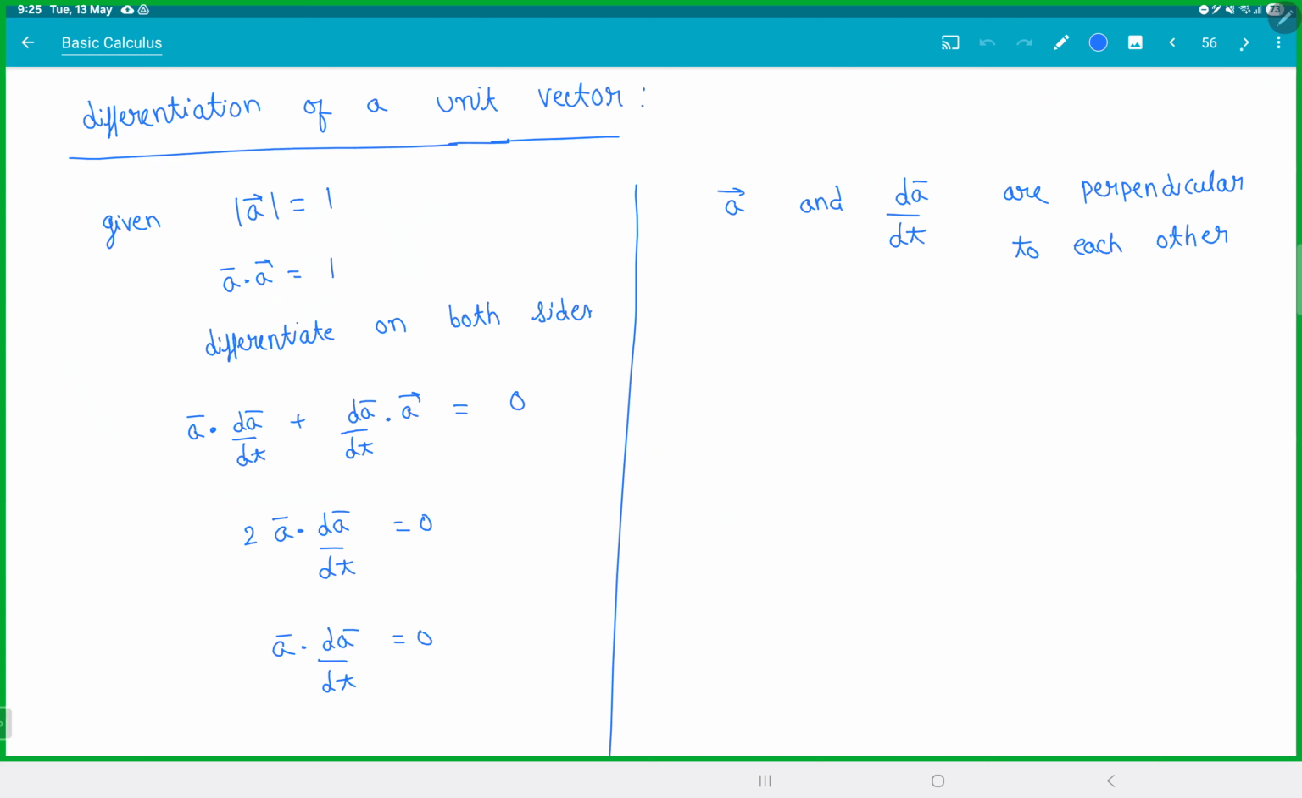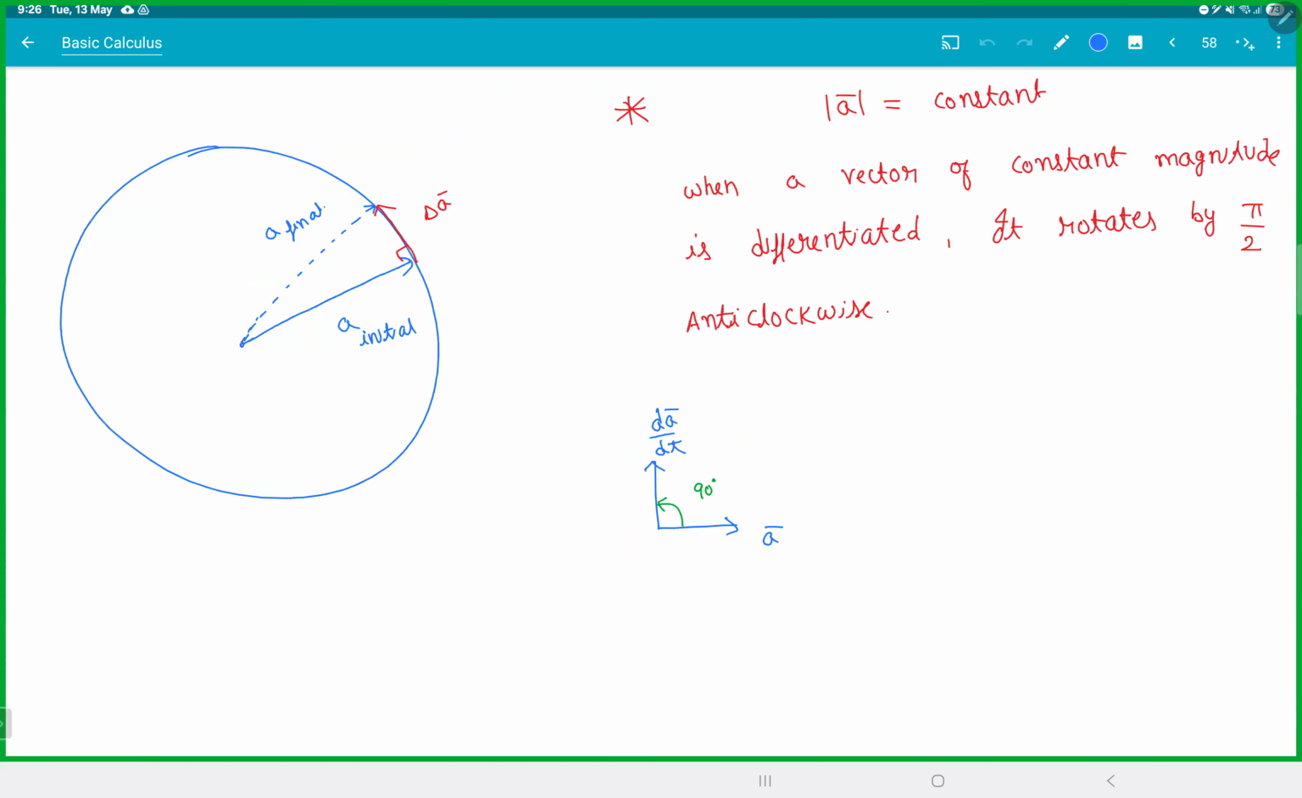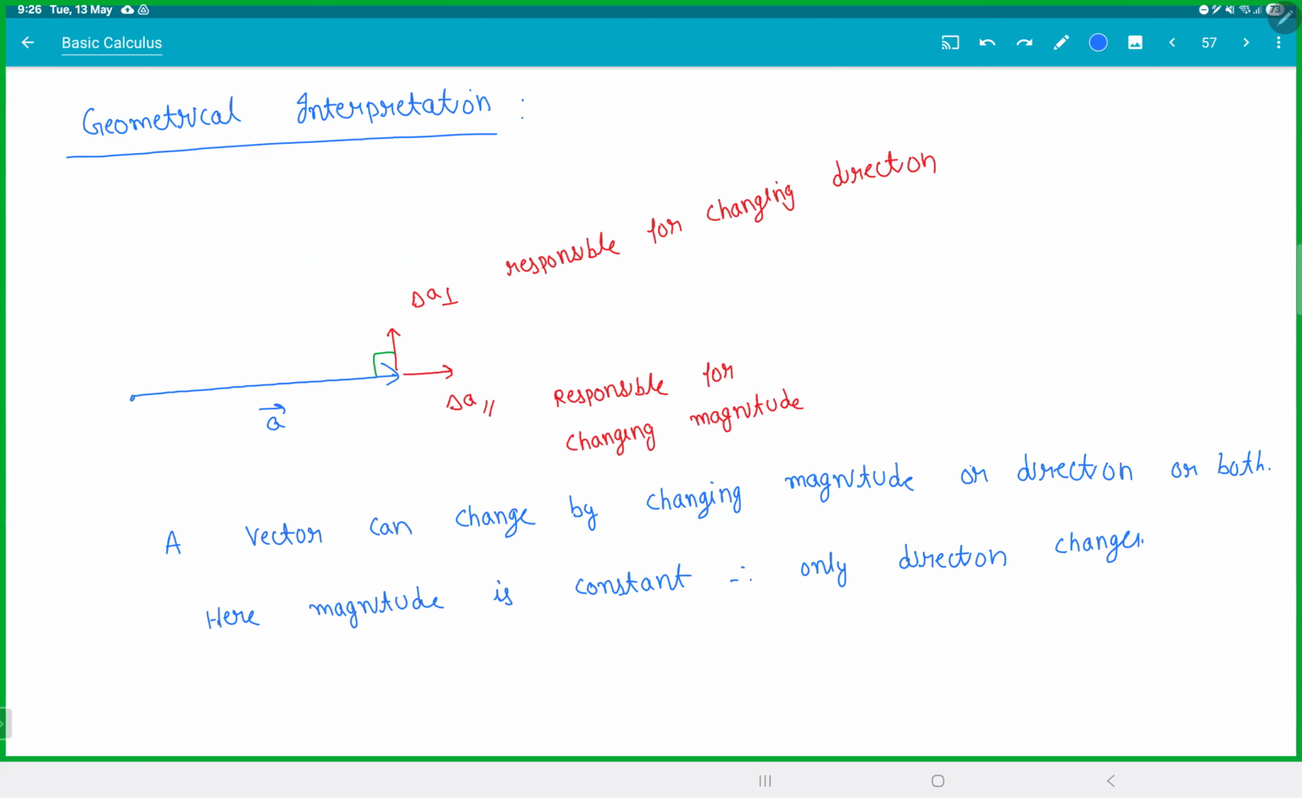From this we can say that the differentiation of a vector with constant magnitude is constant. Think of it like this: if you move it perpendicularly, this will never change the magnitude, right?